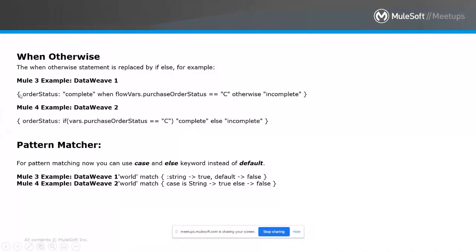We have a sample example here where the order status is complete, when you're trying to check the condition, and then you're using otherwise. When it comes to Mule 4, you're using the if-then condition, and then else. And coming to the pattern matcher, it also has changed a lot. You can see that for pattern matching you can now use the case and else keywords instead of default. So that's the new way of doing pattern matching in DataWeave 2.0.